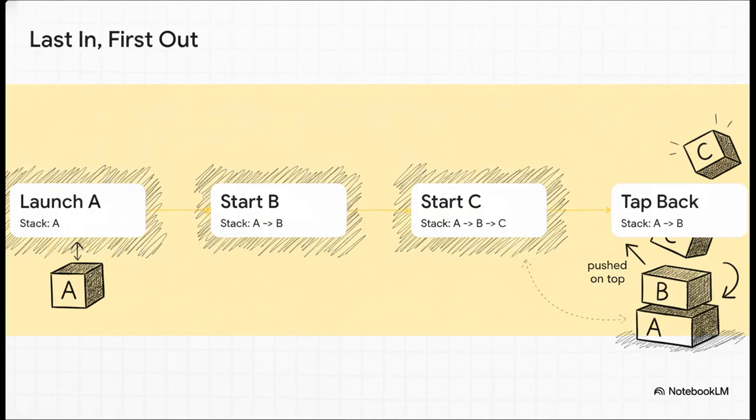So you launch activity A. Then A starts B, which gets pushed right on top. B starts C. Now C is at the top. So what happens when the user hits the back button? Well, C was the last one in, so it's the first one out. It gets popped off, and you're right back at B. It's that simple logic that makes the back button feel so natural to users.